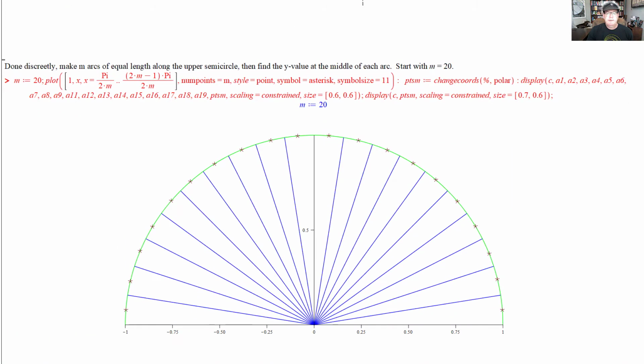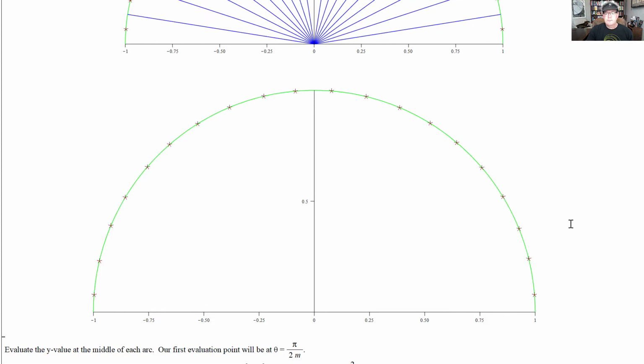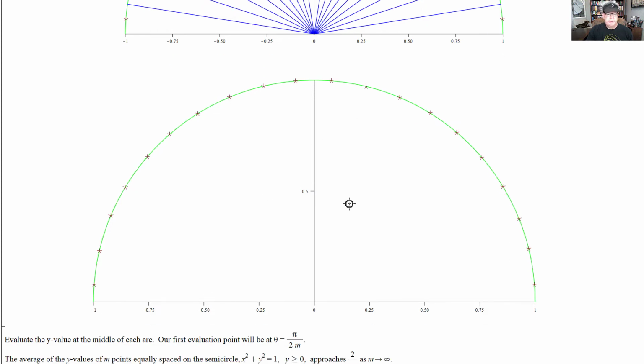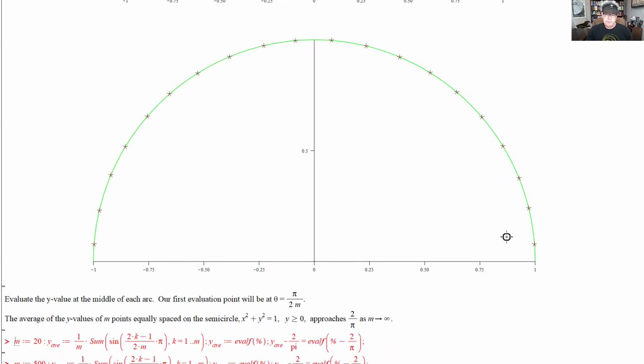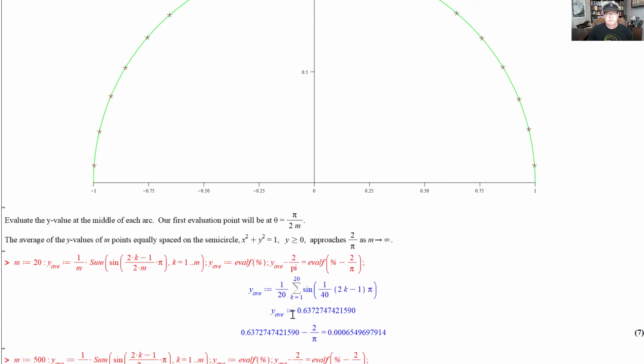So another way to visualize what's going on is that we'll take points equally spaced, but not along the x-axis, and then send them to the curve, but equally spaced along the curve itself. So here's 20 points, and then what's the average y value of those 20 points? 0.637, and it's already pretty close to 2 over pi.